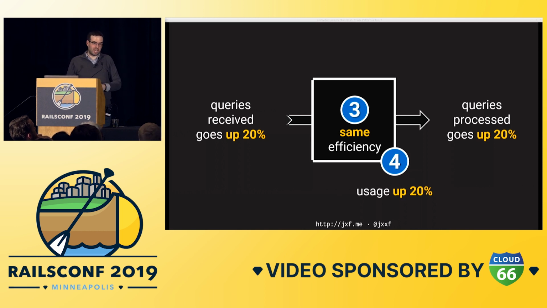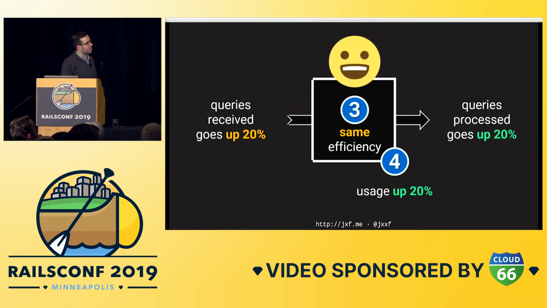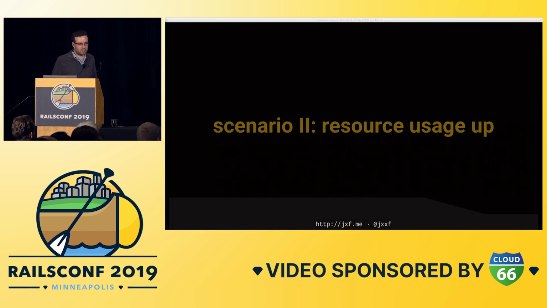Raise your hand if you wouldn't send an alert about this. All right, so I wouldn't send an alert about this because our requests went up by 20%, and so did the amount of work we're doing. That's good. And we didn't change our efficiency, so that's also good. So this is the totally normal behavior of the system.